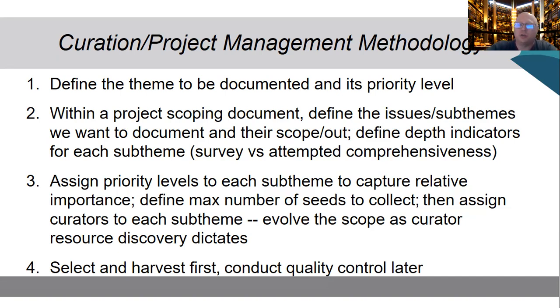We then generate a project scoping document, which defines what sub-themes within each project we're actually trying to document. What is it that we're trying to record for history? We define their scope in and out, and we also define, in a library collection development context, depth indicators for each sub-theme, which is to say the level of comprehensiveness we're trying to document that subject. We then assign priority levels to each sub-theme, as mentioned, and we define therefrom a max number of seeds to collect for each sub-theme.